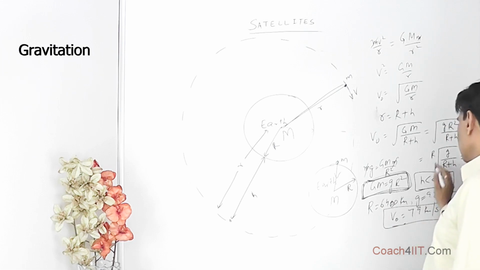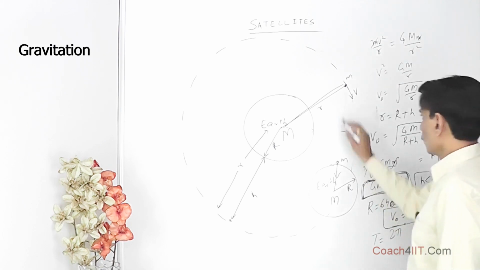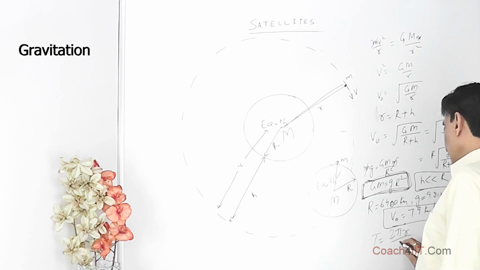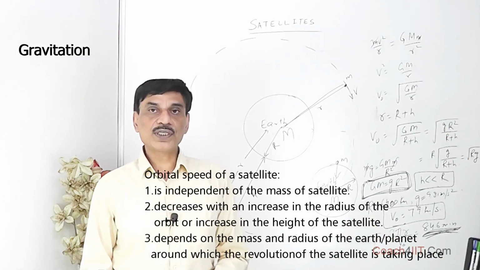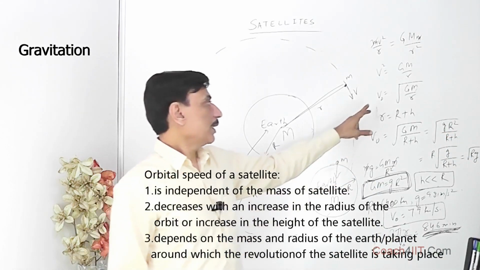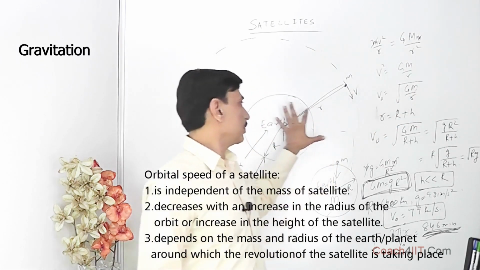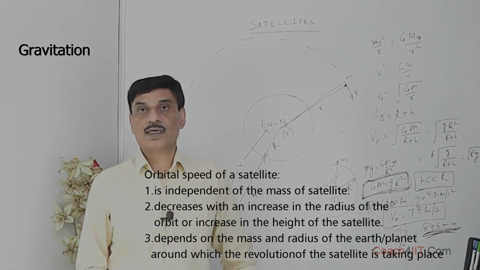The time period, if you put the values, that is the total circumference over the orbital velocity, that is 2 pi R by v orbital, comes out to be around say 84.6 minutes. That is, the satellite completes one revolution in 84.6 minutes around the Earth. So we see that orbital velocity is independent of the mass of this satellite and depends upon the mass of this planet and the radius, that is, at what height it is orbiting around the planet.